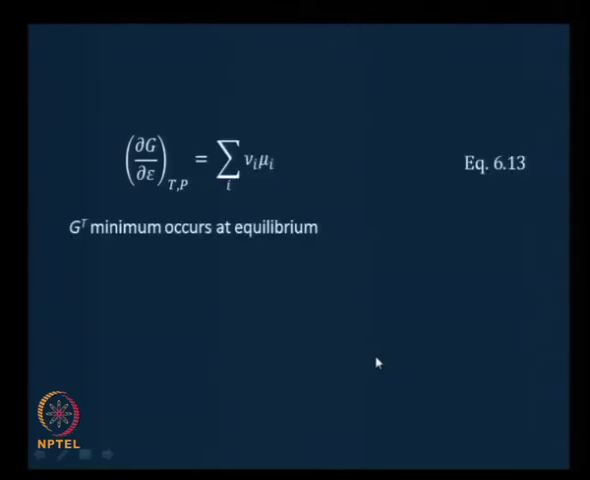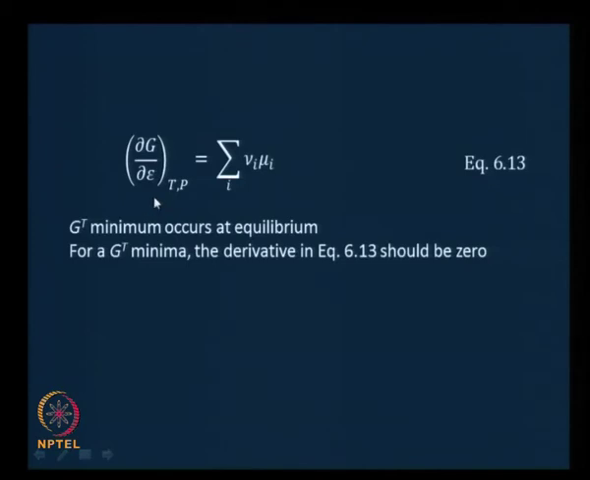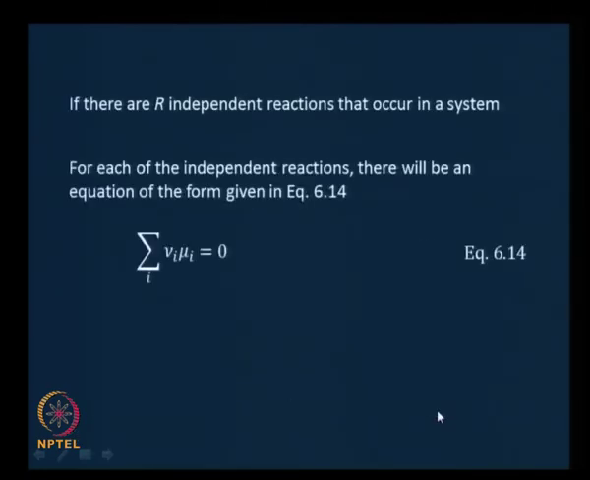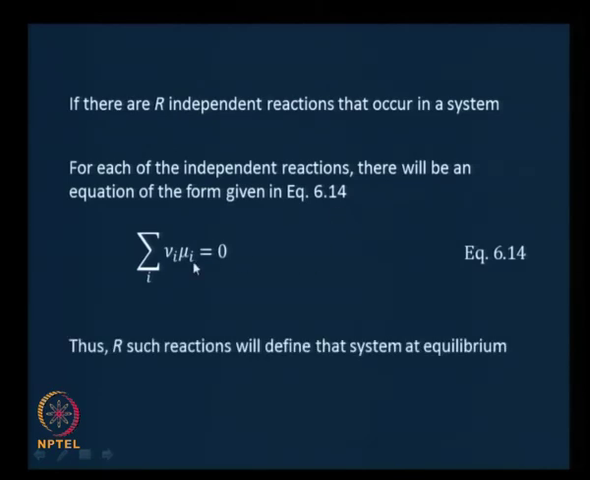So this is the condition for equilibrium, that if you take the Gibbs free energy as a function of the reaction coordinate at the condition of equilibrium, the slope of that curve must be 0, and therefore nu_i mu_i summed over all i must be 0. This is the basic condition for reaction equilibrium. And if there are R independent reactions that take place in a system, for each of those R reactions you could write one such equation. Therefore R such equations will define the equilibrium of that system.